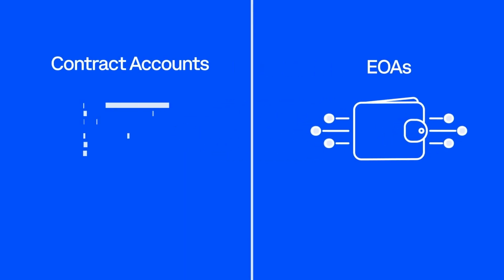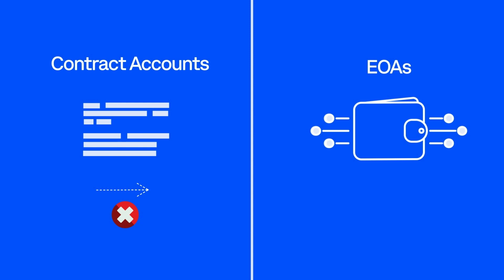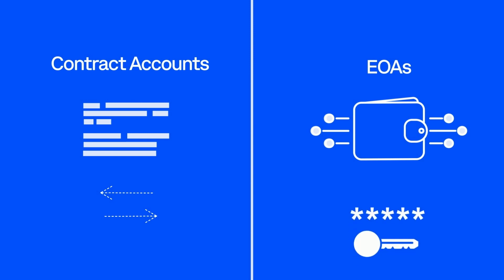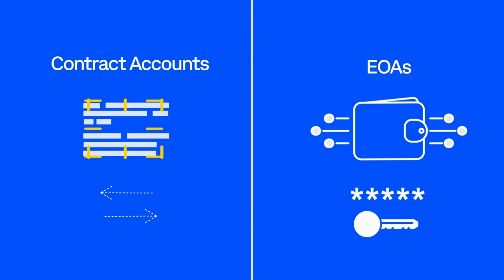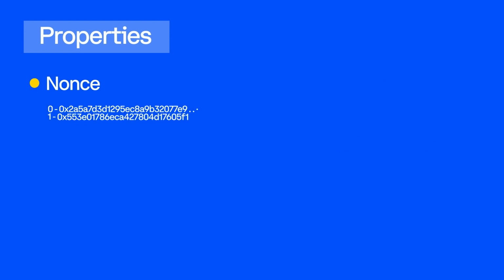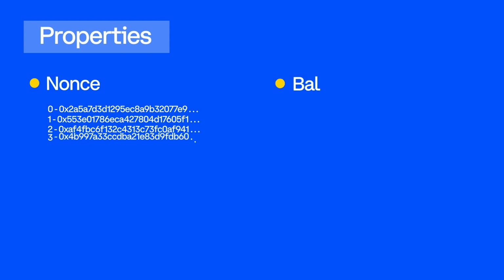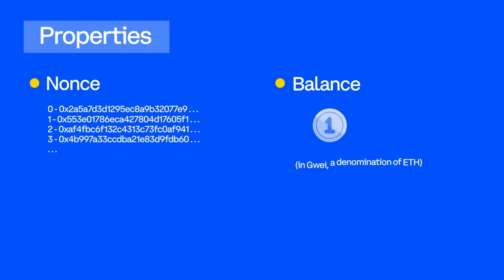Contract accounts cannot initiate transactions but can only send transactions in response to receiving a transaction. And unlike EOA accounts, contract accounts do not have private keys. They are controlled by the smart contract code, not key holders. Two properties that both EOA and contract accounts have are, one, nonce, which is a counter to keep track of the number of transactions for the account, and two, the balance. This is how much ETH the account owns, denoted in WEI, a denomination of ETH.